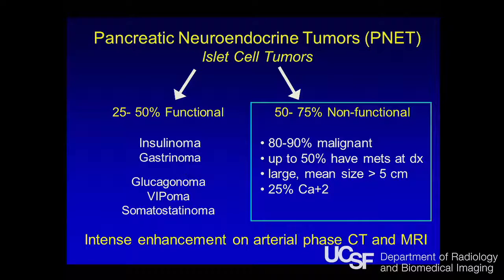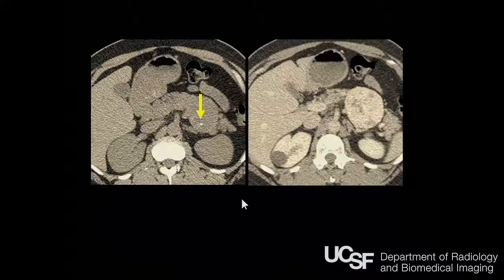Now, the characteristic appearance of these neuroendocrine tumors is that they demonstrate intense enhancement on arterial phase imaging for both CT and MR. The only caveat to that is with the very large non-functional tumors, when there's evidence of necrosis, they may not demonstrate this intense arterial phase enhancement.